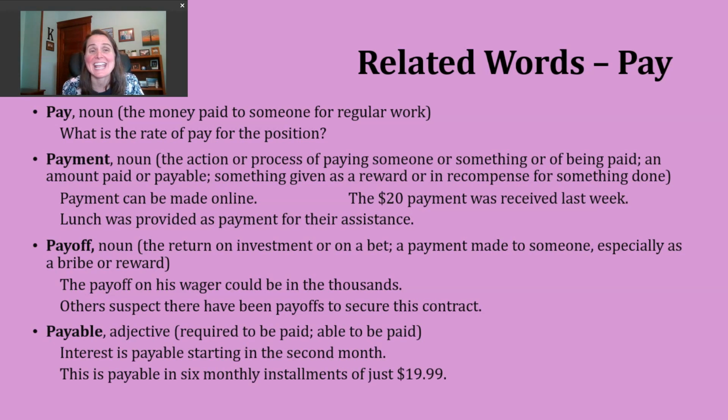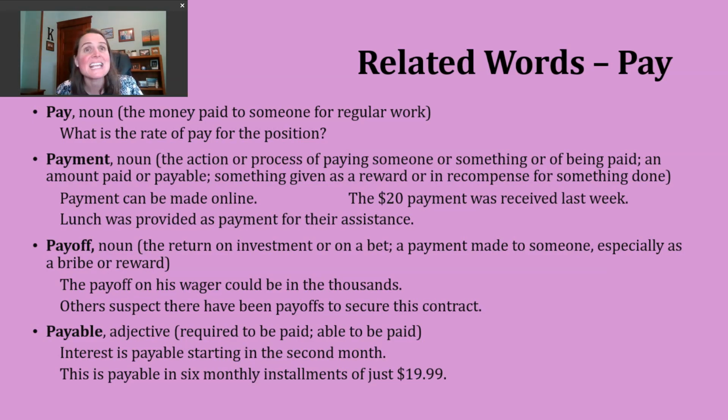One more word for us today. It's the adjective payable. This adjective can be used in two different ways. One is to describe something that is required to be paid. So an example of this could be, interest is payable starting in the second month. So this is suggesting this is a requirement of maybe the loan or the contract that has been agreed upon.